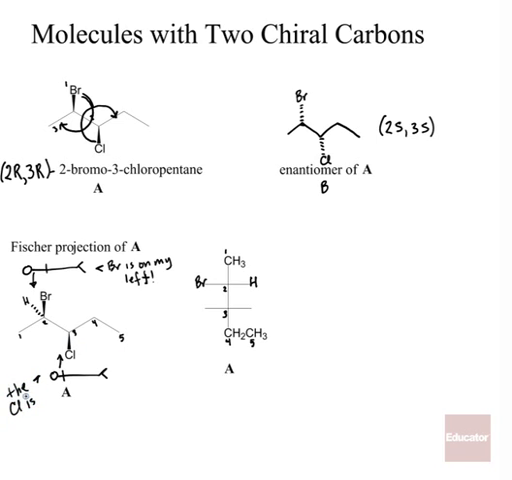The chlorine is on my right. So when I come up to carbon 3 here, that's what I see. And there's my Fisher projection of A. Now we can confirm that we've done it correctly. This should still be 2R, 3R. In fact, it is.